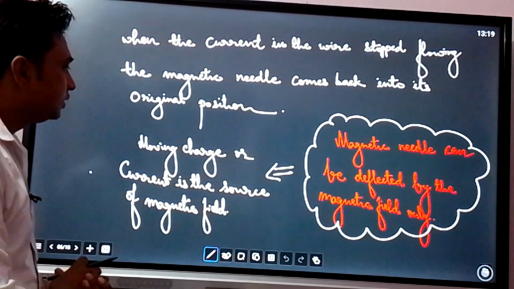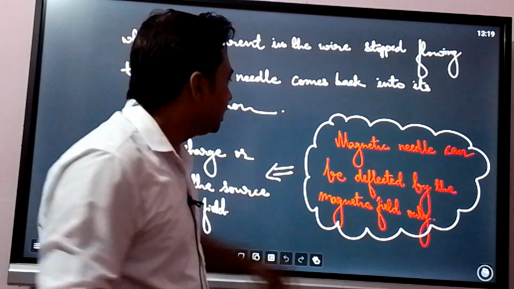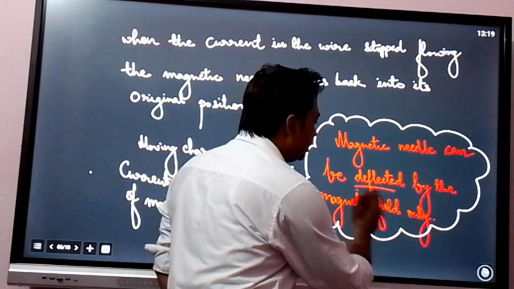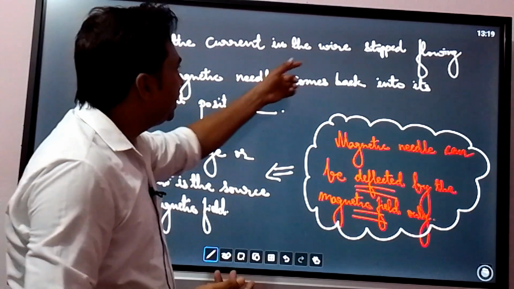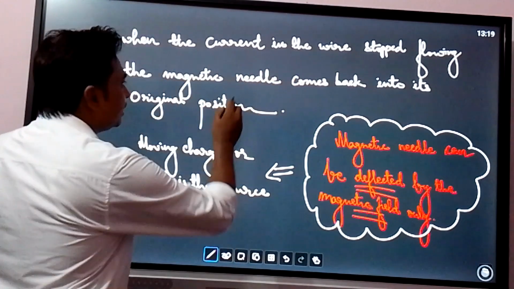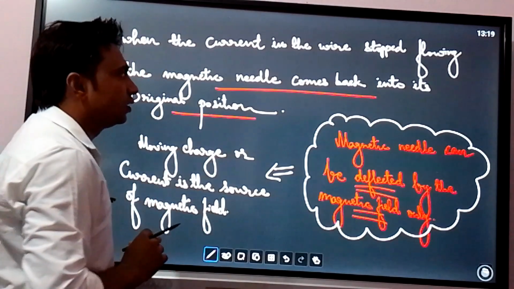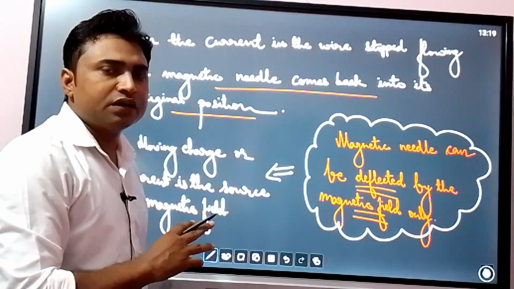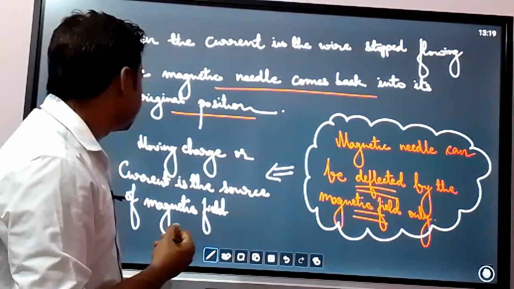So this is the conclusion we get. A magnetic needle can be deflected by a magnetic field only. When the current in the wire stops flowing, the magnetic needle comes back to its original position. These things we have discussed. When no current flows in the wire, there is no deflection in the magnetic needle.